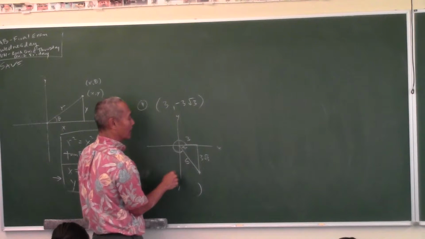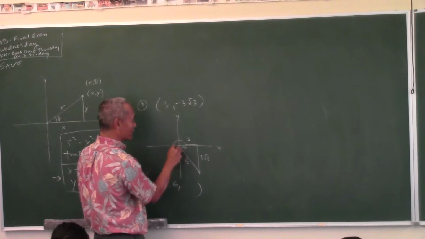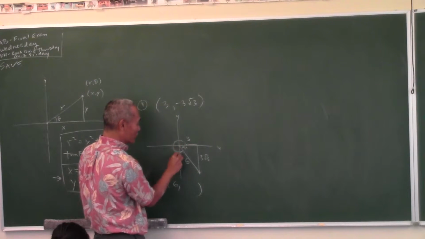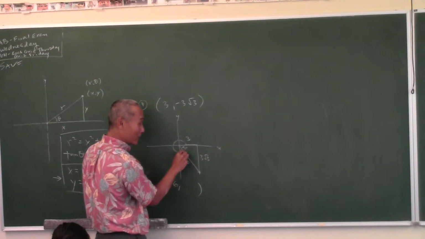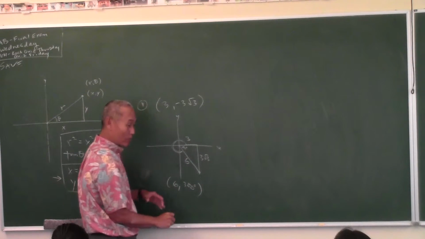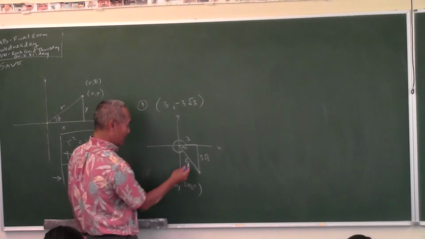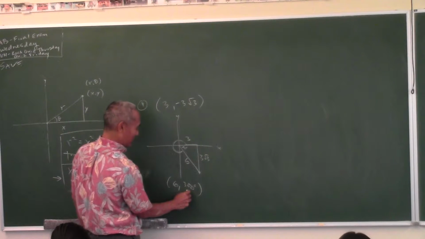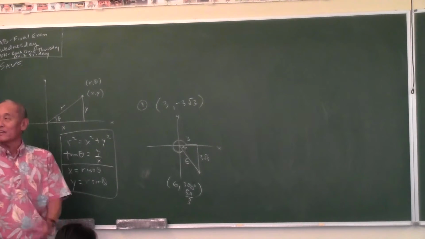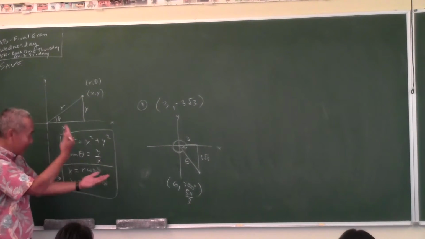There are several ways you can do it. You can go 360 minus 60, or you can go 270 plus 30: 300 degrees. Or if you're working in radians, what would that be? 5 pi over 3. Have you forgotten? How can you forget when you have the polar graph paper right there?